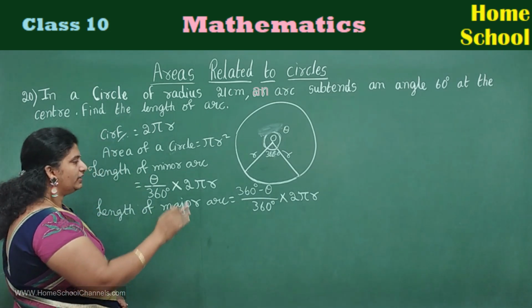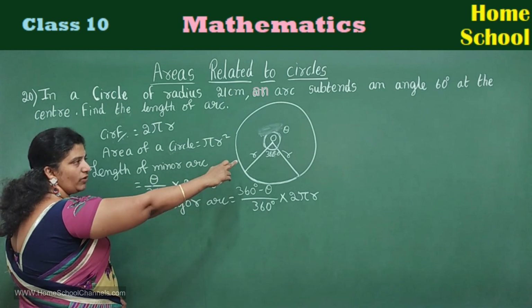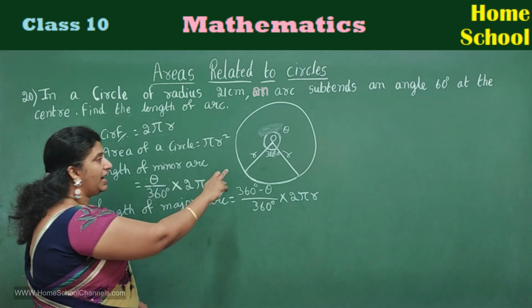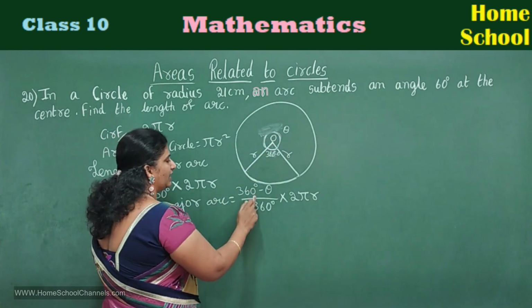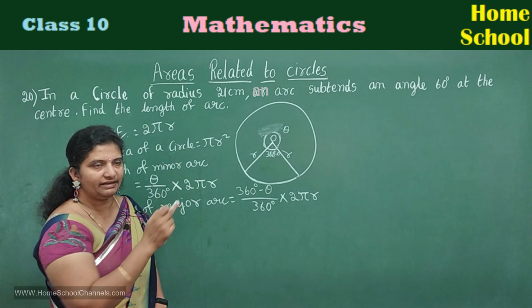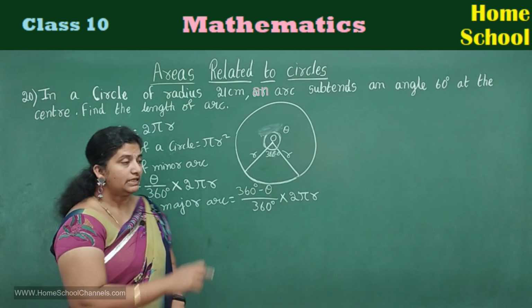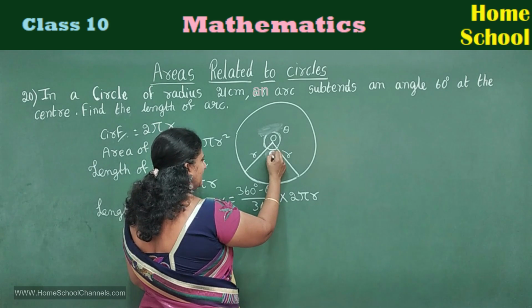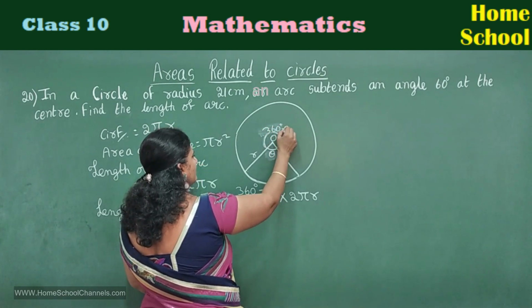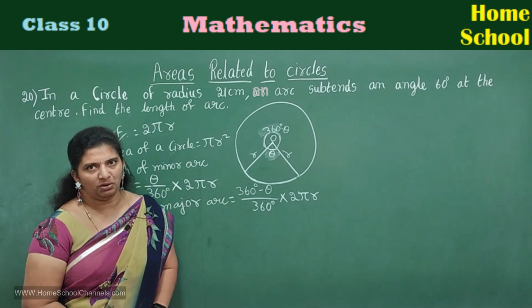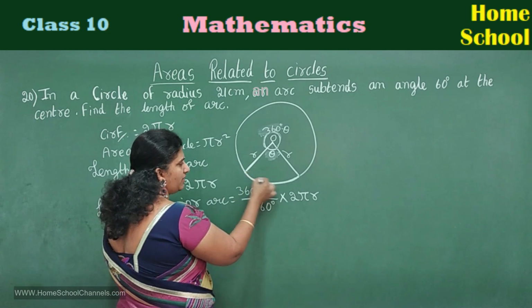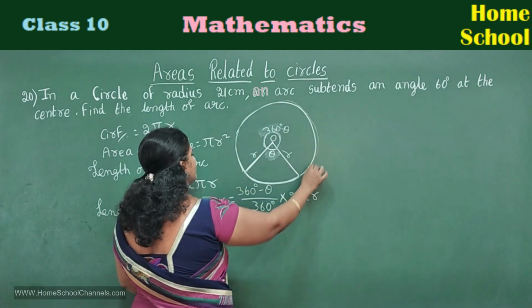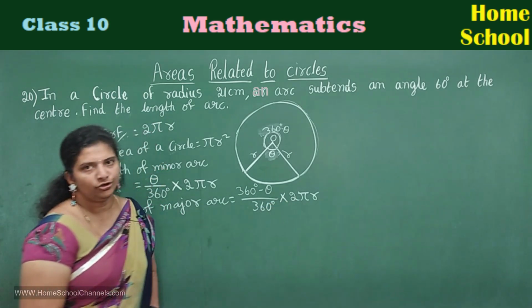So at that moment, you change your angle. For the arc whose angle is 360 minus theta, it is 360 minus theta by 360 into 2 pi r. And for the arc whose angle is theta, it is theta by 360 into 2 pi r. These formulas are applicable when the minor sector angle is theta and the other angle is 360 minus theta. Then you can directly write these formulas. The length of the arc from here to here is theta by 360 into 2 pi r, and from here to here it is 360 minus theta by 360 into 2 pi r.